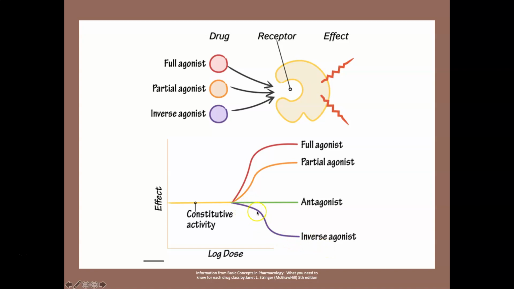So it's exactly what it says. It's inverse. So they're opposites. A full agonist opens that door wide open and the medicine marches in. An inverse agonist opens the door, but the medication, if it goes in, it's not gonna cause a reaction. It's gonna do the opposite.